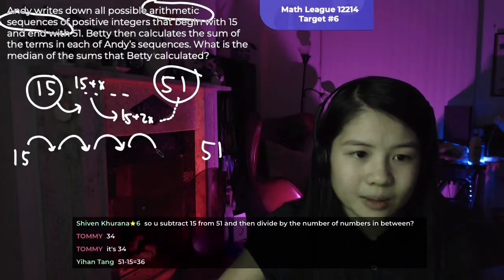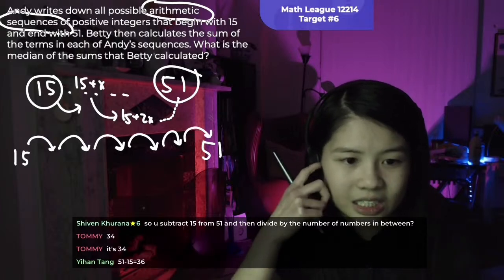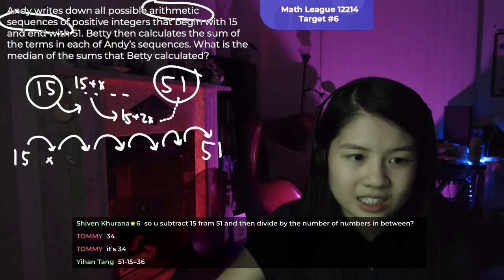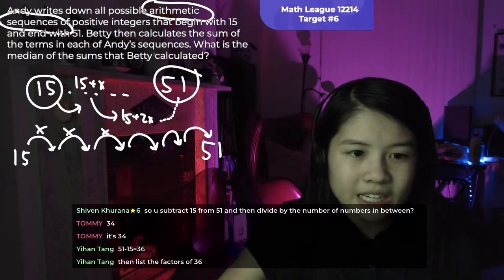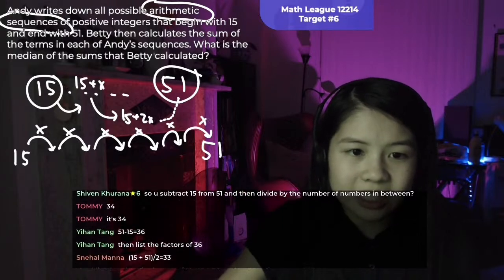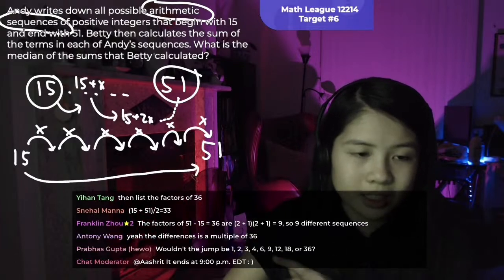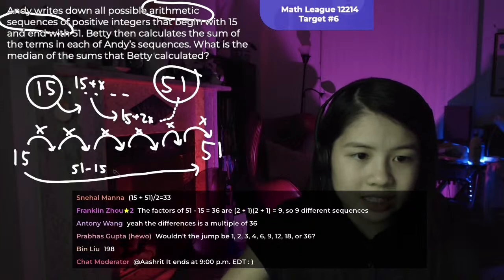So we have some number of jumps before we get to 51, and each of the jumps is the same amount. So let's say each of the jumps is by x. Wait, that's a bad place to write x. So each of the jumps has length x. And in total, the amount that you go in total is 51 minus 15 equals 36.